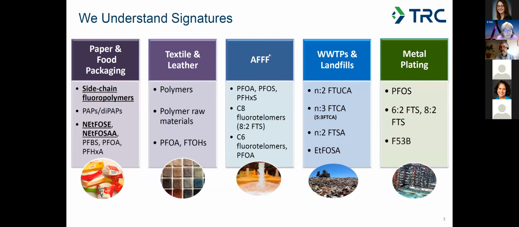This slide is going to highlight some of the unique characteristics of different products or different industries. Some of the PFAS typically associated with the paper packaging industry are listed here: the side chain fluoropolymers, N-ethyl perfluorooctane sulfonamide acetic acid, N-ethyl FOSAA. This is a polyfluorinated compound, a precursor, and it's a breakdown of N-ethyl perfluorooctane sulfonamide ethanol, N-ethyl FOSE. And we'll also see short chain perfluorocarboxylic acids and perfluorosulfonic acids associated with the breakdown of N-ethyl FOSAA.